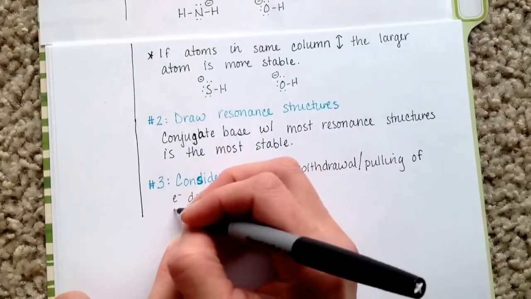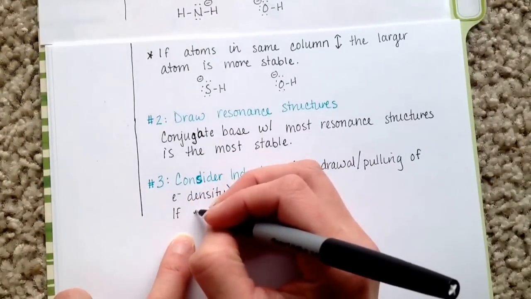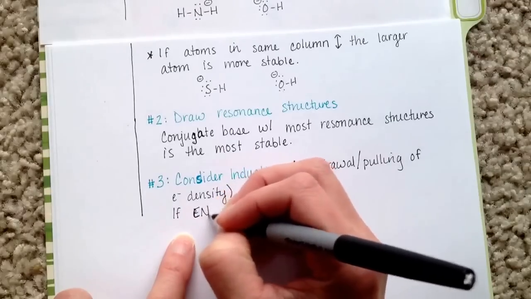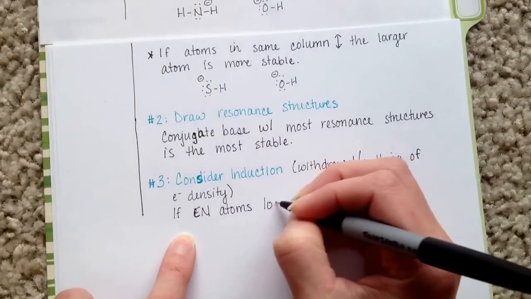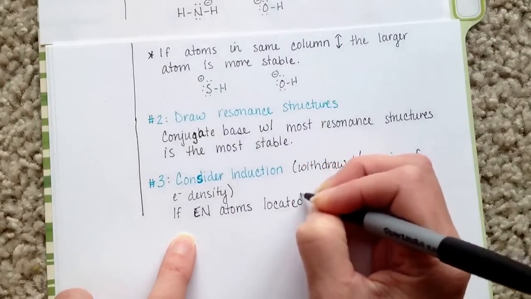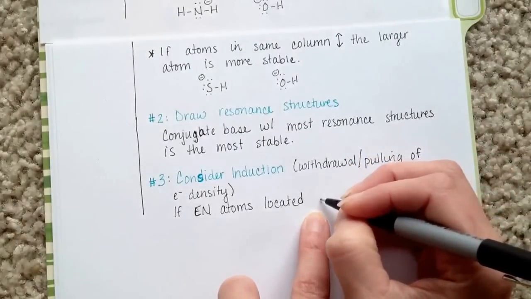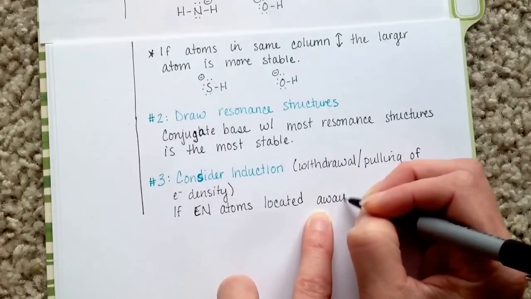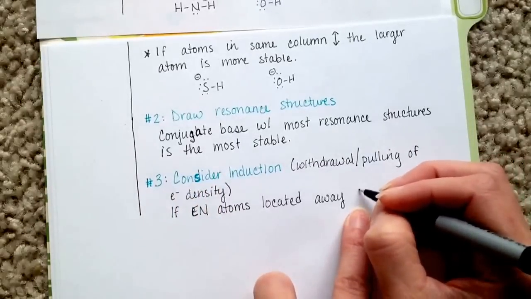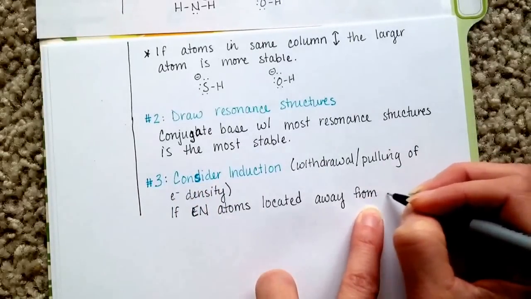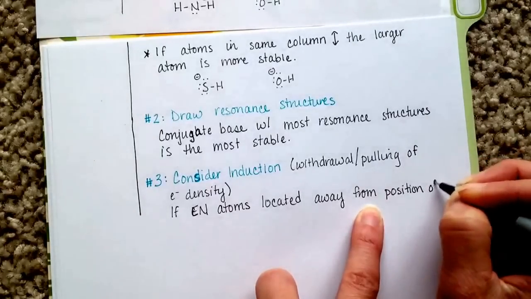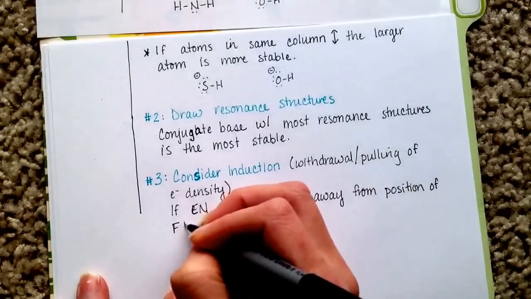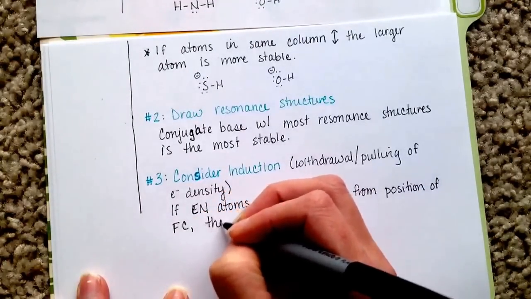So if you have electronegative atoms that are located away from the position of the formal charge. So this is not where the formal charge is sitting. They're going to stabilize the compound.